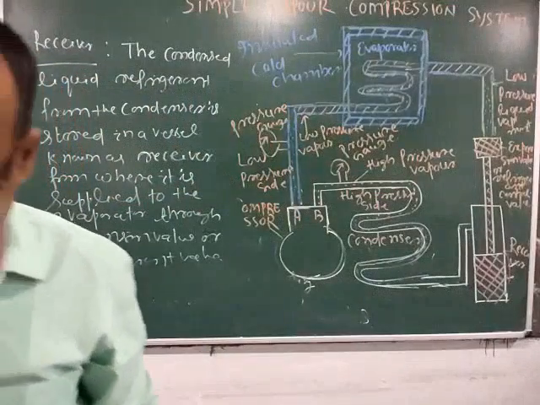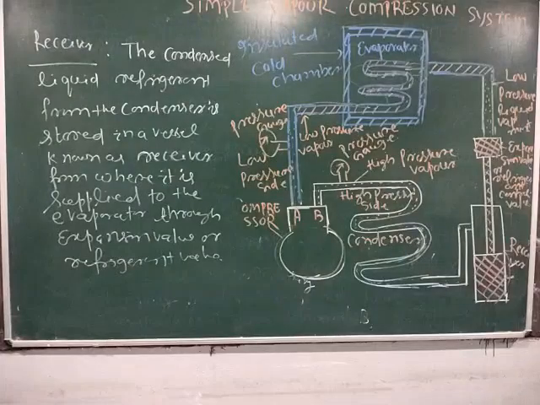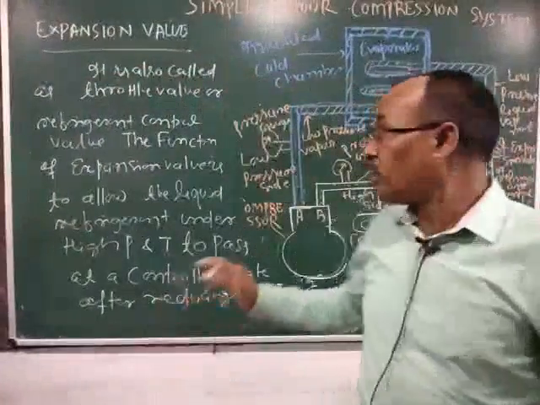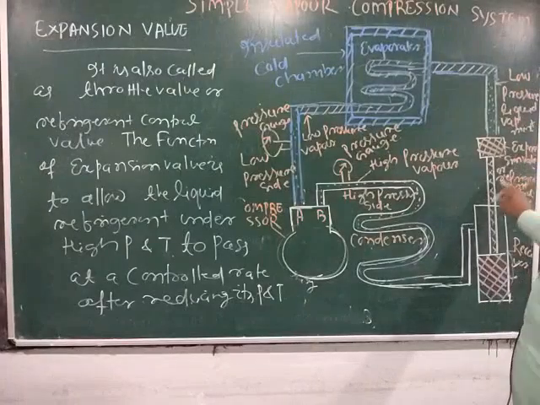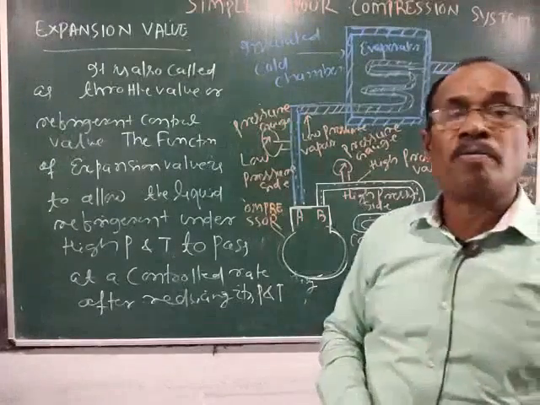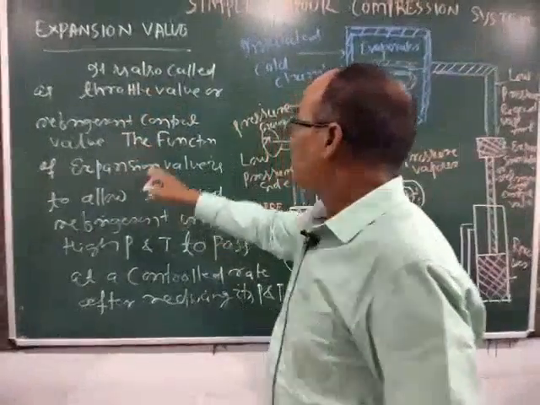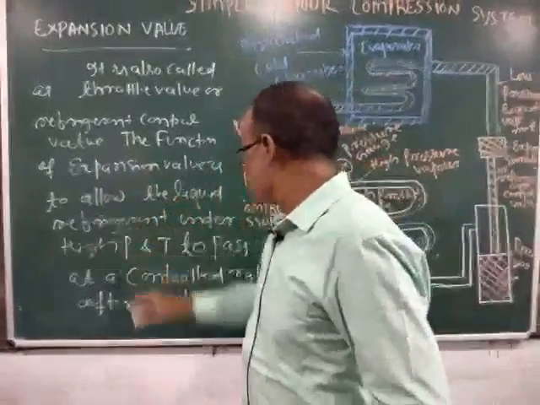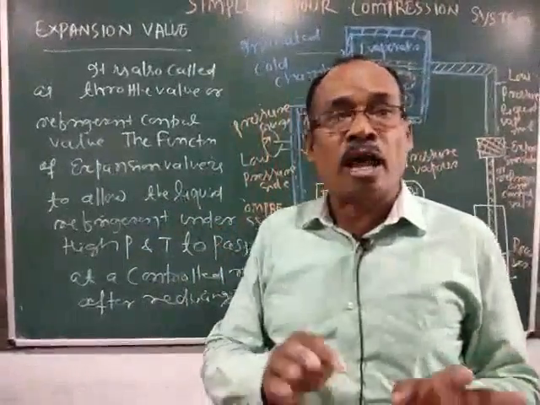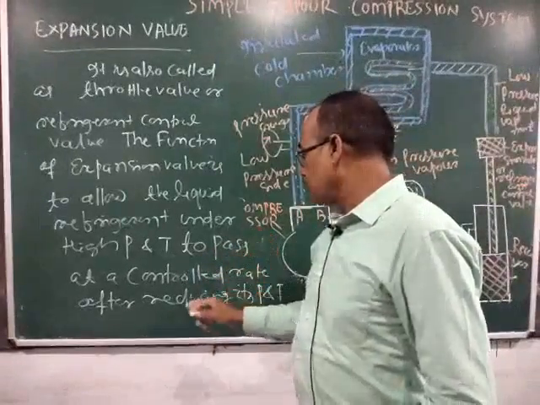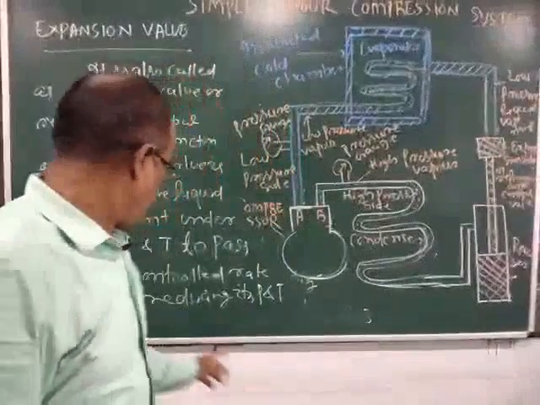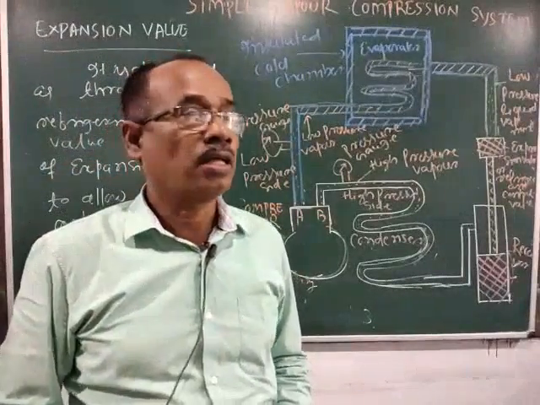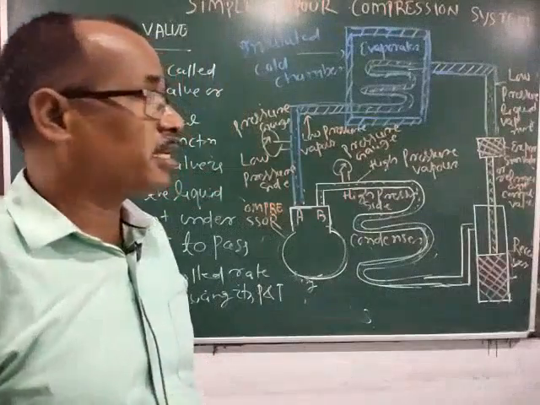Then I will discuss what is expansion valve. This is the expansion valve or refrigerant control valve. The function of expansion valve is to allow the liquid refrigerant under high pressure and temperature to pass at a controlled rate after reducing its pressure and temperature. Then last point is evaporator.